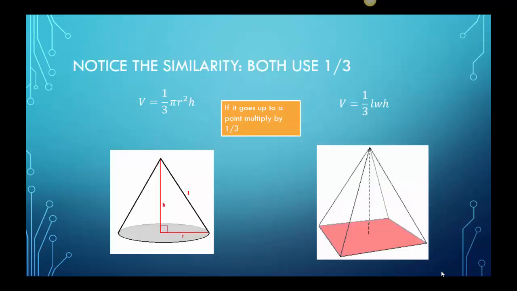Right. So again, let's go to similarity. The similarity I want to point out is when it goes to a point, you multiply by 1/3. So same for the cone, 1/3 pi r squared h. Same for the pyramid, 1/3 length, width, height. So I want you to think, when it goes to a point, make sure you throw that 1/3 in.